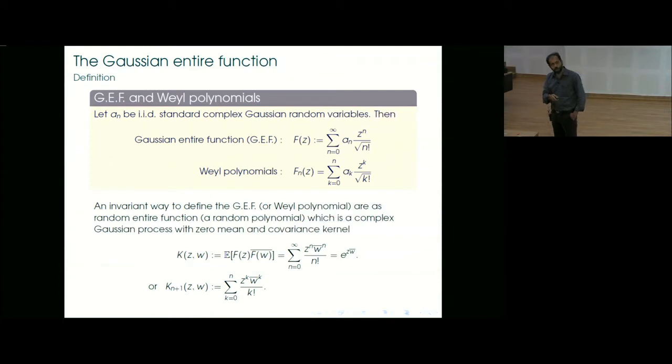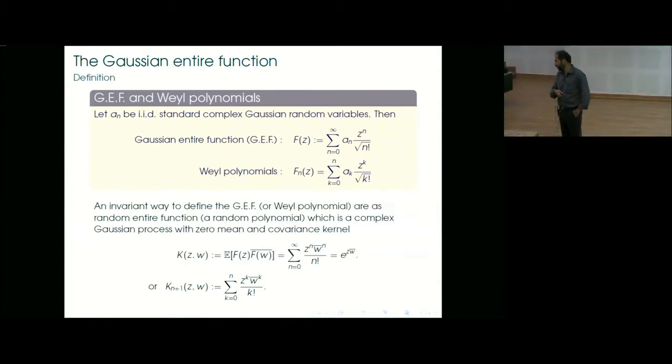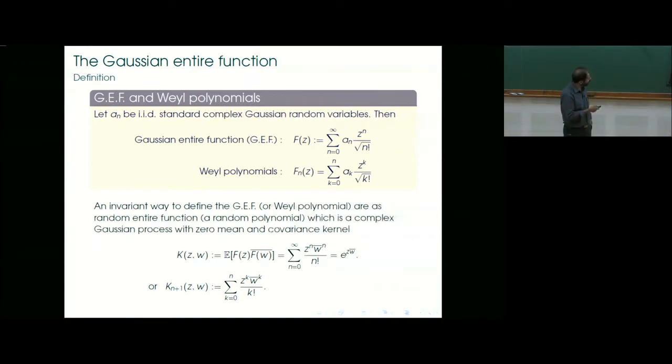When you are in the complex Gaussian setting, you don't need to consider the expectation of f(z) f(w), that will be 0. So this covariance is all that is required. This is a complex Gaussian process with this covariance. That's another way to describe this random function. Similarly, for the truncated function, its covariance is the sum of z^k w bar^k, the truncation of the exponential up to n terms. So this is the Gaussian entire function, and these are called Weyl polynomials.